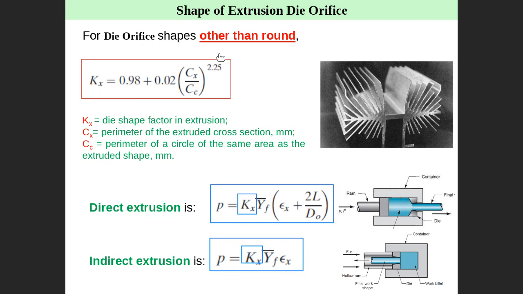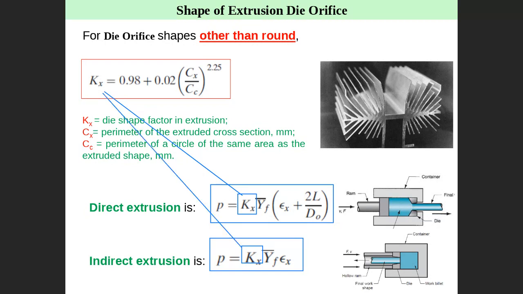Kx, we call it the shape factor. Kx here, we call it the die shape factor. So the kx that we added, we call it the die shape factor.